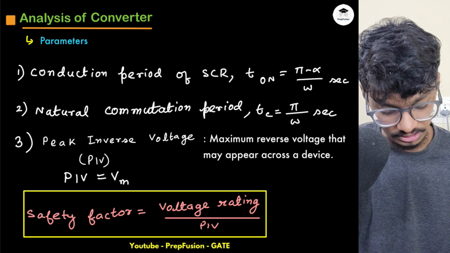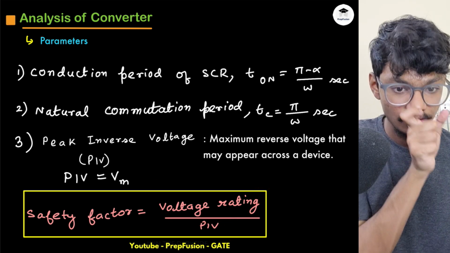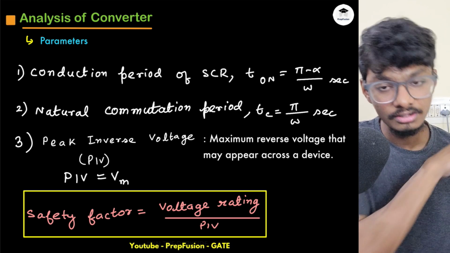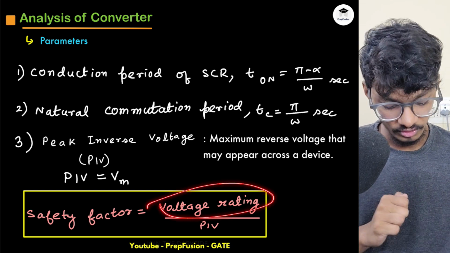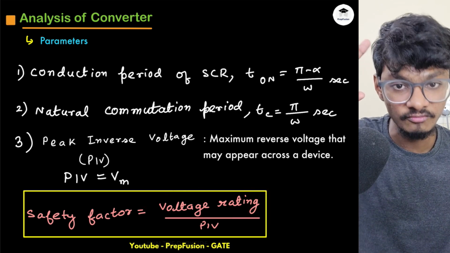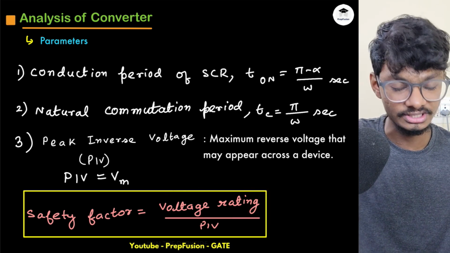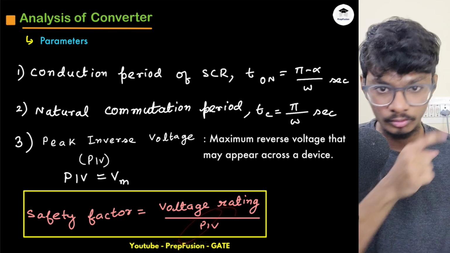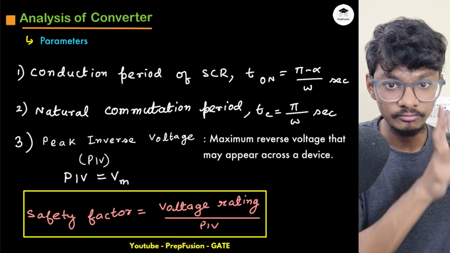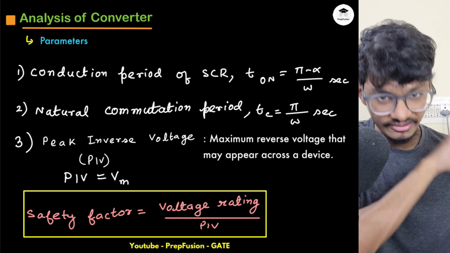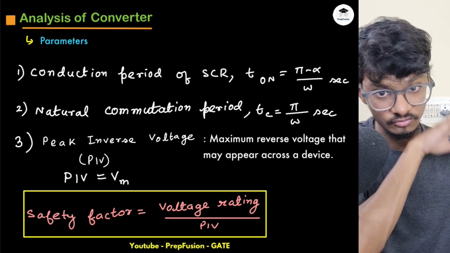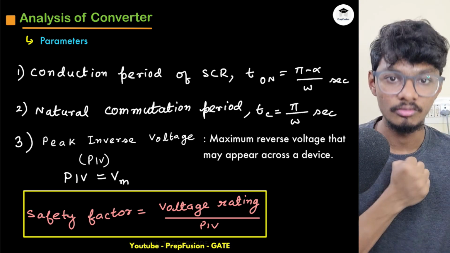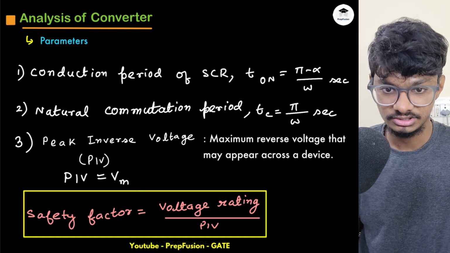It is the voltage rating divided by the peak inverse voltage, the peak inverse voltage that will appear across the diode. So voltage rating, let's say I am taking a rating of 2 Vm, right? Voltage rating of SCR of 2 Vm, and PIV will be Vm. So 2 Vm upon Vm will be 2. So the safety factor will be 2, because even if the peak voltage is 100 volts, and a peak voltage of 200 volts appears across the SCR, I will be safe. That's why there is a term known as safety factor.